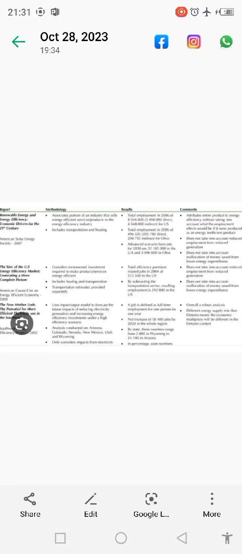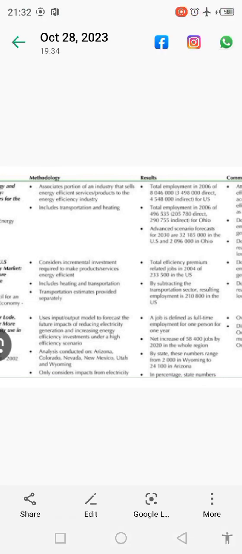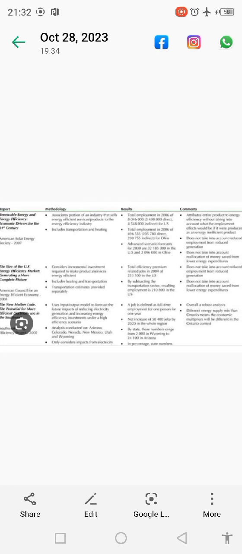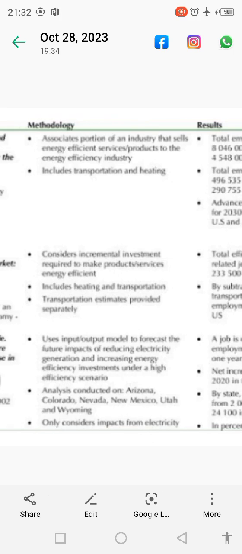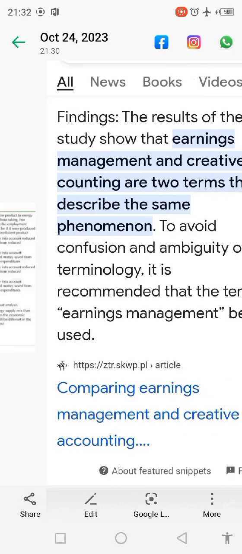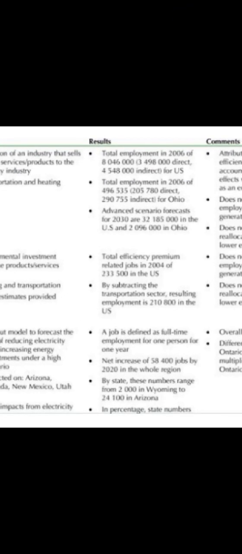As you can see, I can't really see what's there. Sorry, that's how I saw it when I was doing research for this video. You can see in the methodology section, it says, associate portion of an industry that sells energy efficient service or products to the energy efficiency industry, includes transportation and heating. I'm very sure this particular work is going to be a qualitative paper. You understand? Because I can't see any scientific method here. You understand? Sorry.